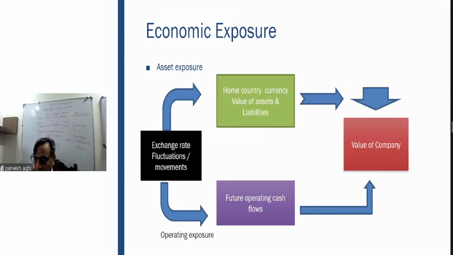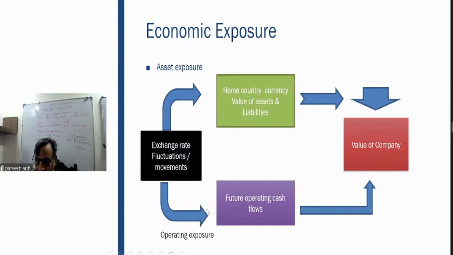So let's understand through this diagram. What is an exposure, economic exposure? On the left-hand side, you have the exchange rate fluctuation movements which are happening. It is going to impact the assets and liabilities of the company as well as the operating income of the company. It can adversely impact the company or it can have a positive impact on the company.